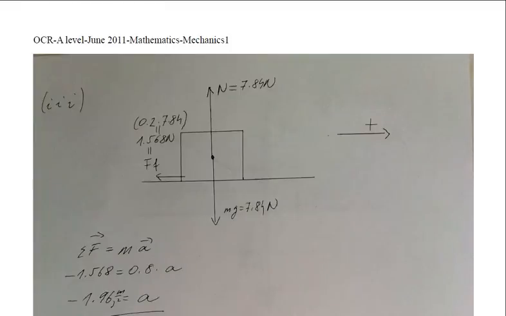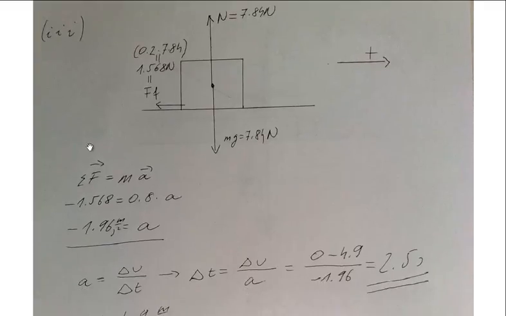Here is our figure. There are two vertical forces, m times g, and the normal force. They are the same. And one horizontal force is the friction force. It's the coefficient of friction times normal force. And this is our positive direction, and we can apply Newton's law, and we get the acceleration.